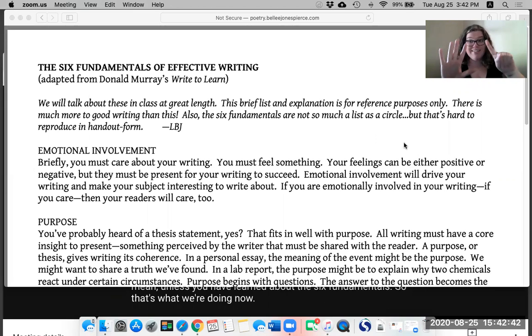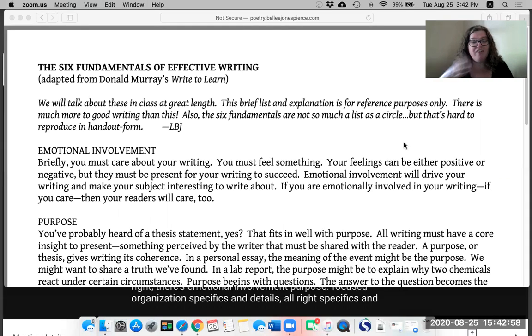So there are 6 fundamentals, all right? There's emotional involvement, purpose, focus, organization, specifics, and details, all right? Specifics and details, we often talk about together, but for the purposes of counting the 6 fundamentals, they're separate. So let's get started with emotional involvement.